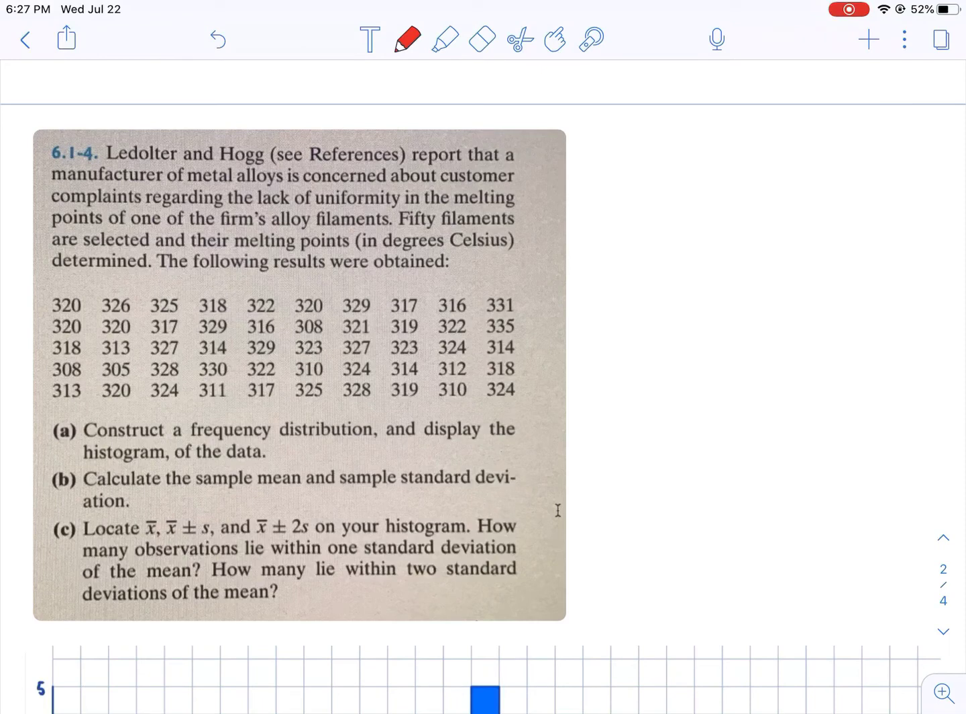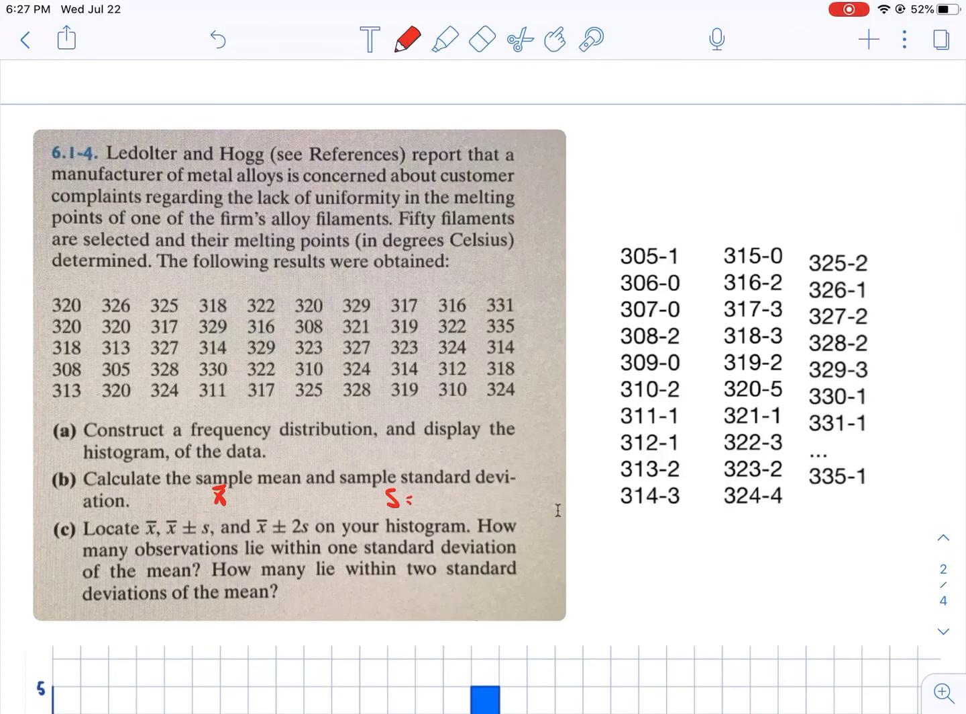It's worth mentioning that that's a sample, so when we try and find our values here, our sample mean, our sample standard deviation, our x bar is going to be our mean, our s is going to be our sample standard deviation. If you look, part A asks us to construct a frequency distribution and display the histogram.